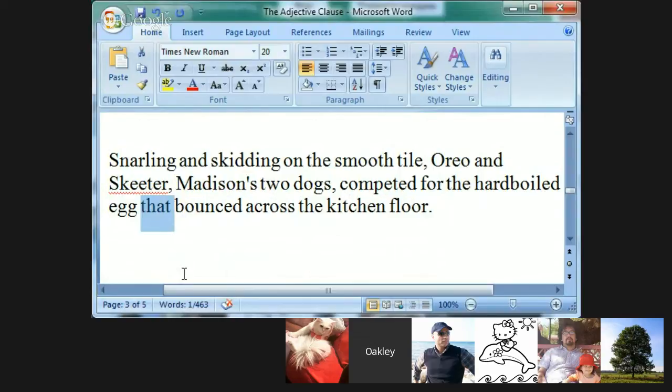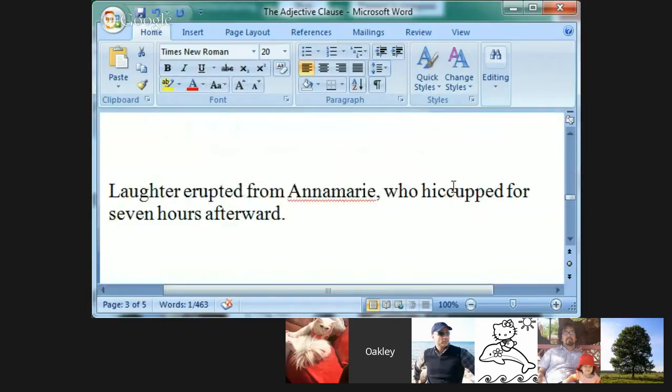Okay. Here, in this example, the pronoun is referencing egg. What bounced across the kitchen floor? The hard-boiled egg, obviously.